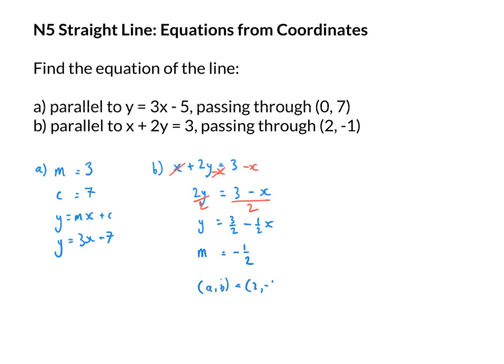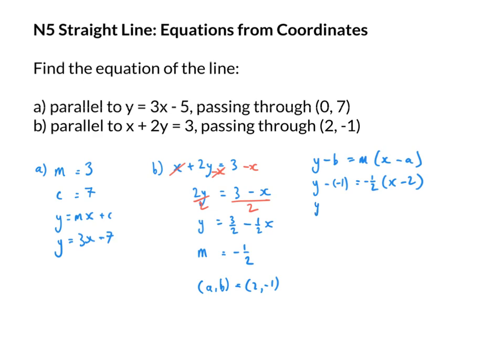It is 2, minus 1. So I can use one of two methods. I can go y minus b equals m, x minus a. Y minus b. B is negative 1. Equals negative 1/2, x minus a. So a is 2.